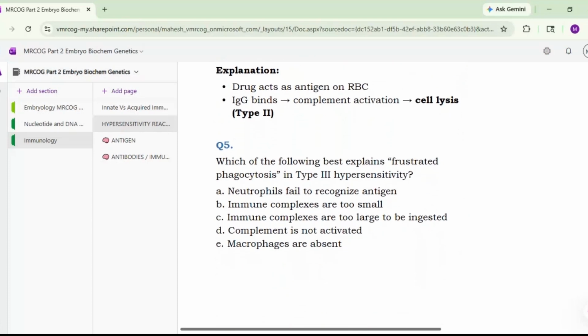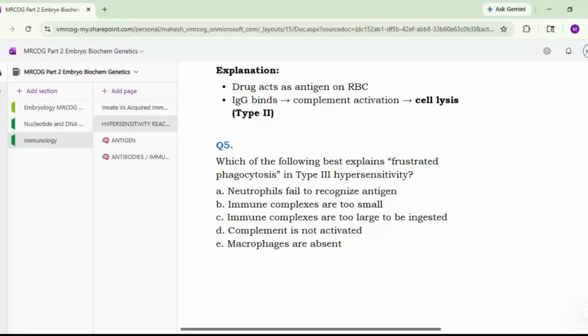Next. Which of the following best explains frustrated phagocytosis in type 3 hypersensitivity? Neutrophil fails to recognize antigen. Immune complexes are too small. Immune complexes are too large to be ingested. Complement is not activated. Macrophages are absent.